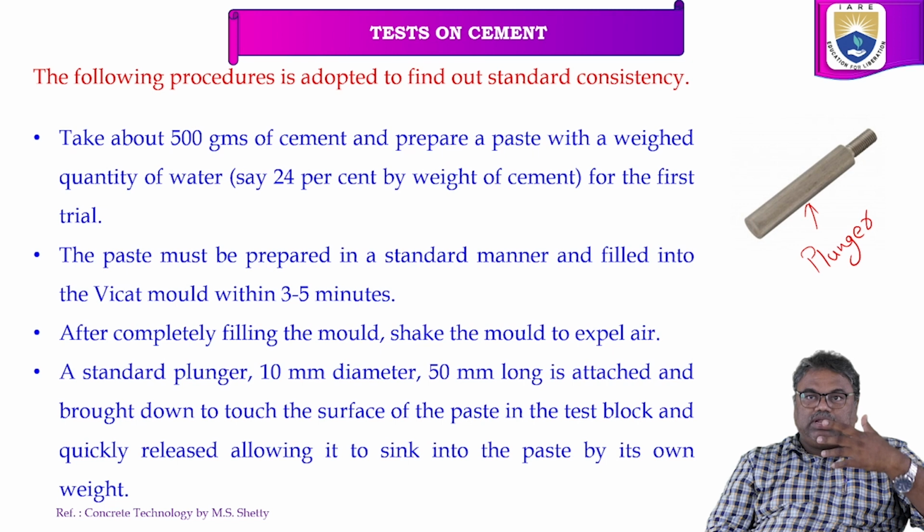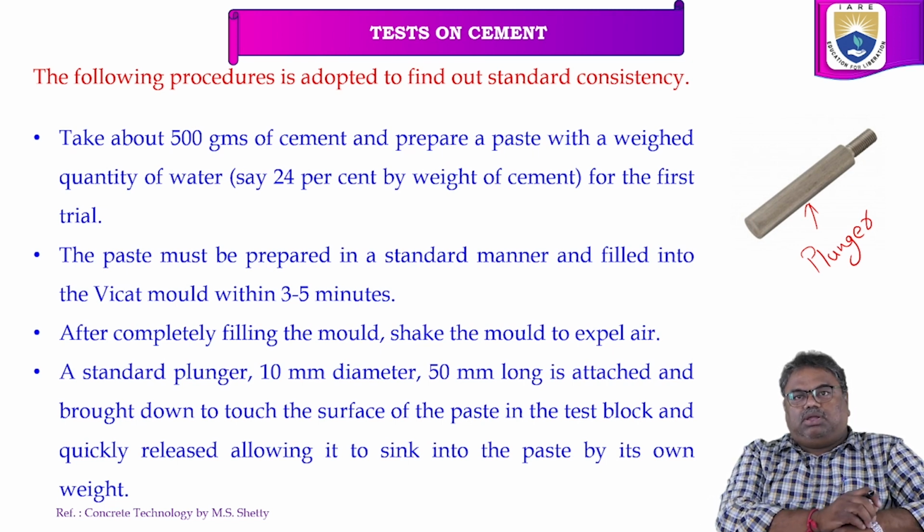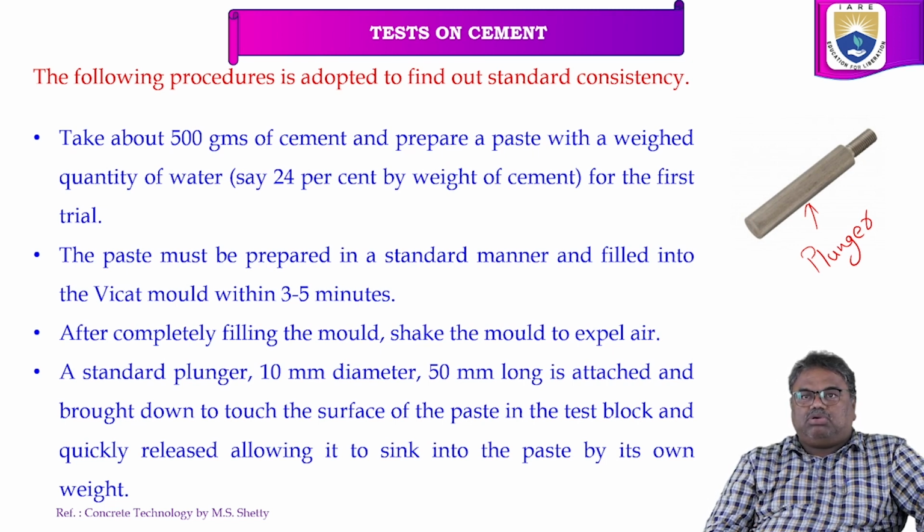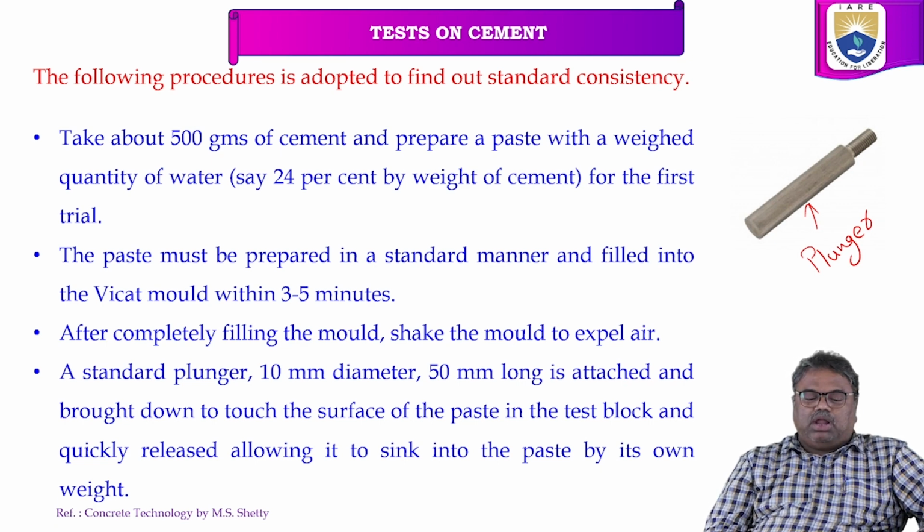Also, if there are any air lumps in the mold, you have to shake the mold and expel the air. Then a standard plunger of 10 mm diameter and 50 mm length is attached and brought down to touch the surface of the paste on a test block, and quickly released, allowing it to sink into the paste by its own weight.